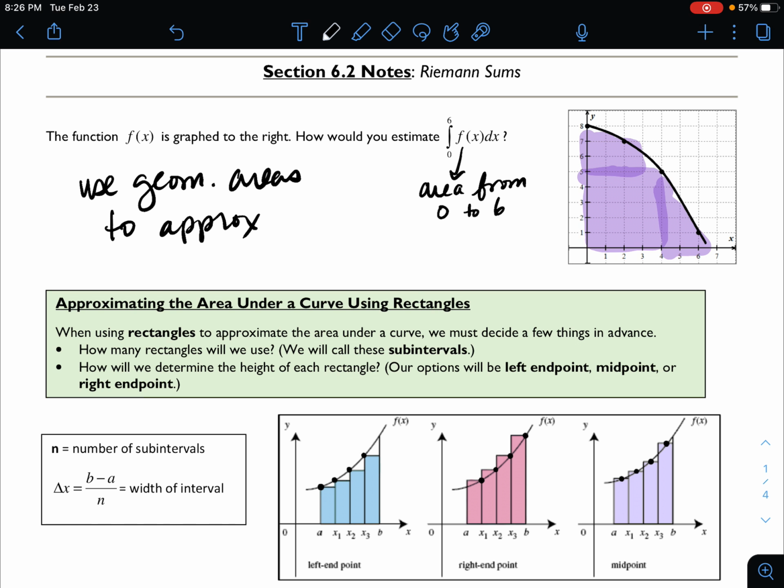So we might want to decide first how many rectangles we will use. We'll call those subintervals. And we'll decide how we will determine the height of each rectangle. So our options will be either left endpoint, midpoint, or right endpoint. So a few things to talk about. N is our number of subintervals. And delta x is the width of our x values there, our change in x.